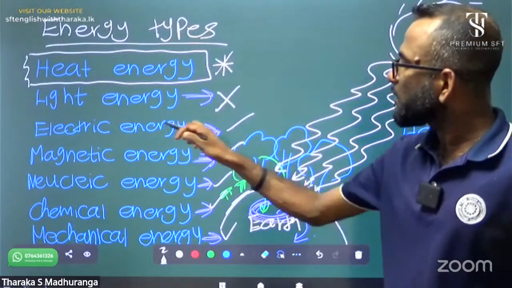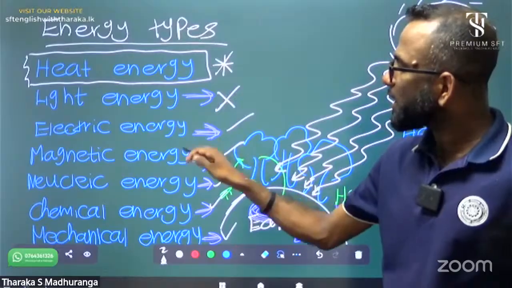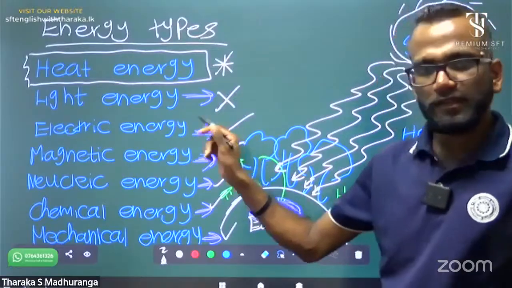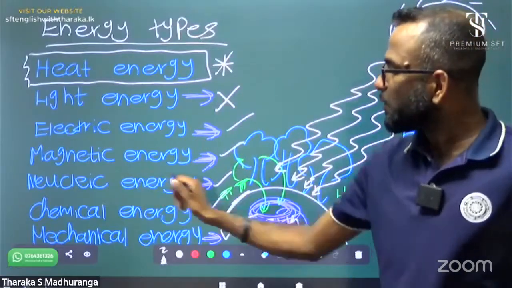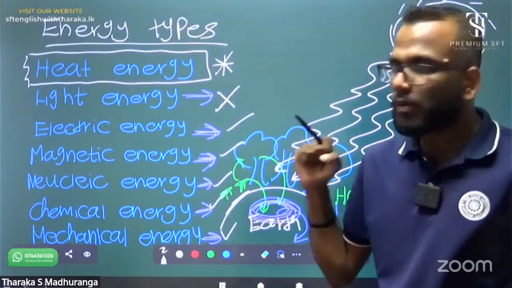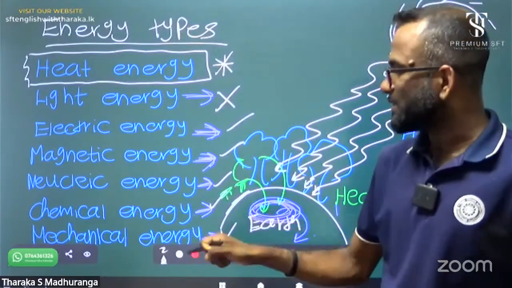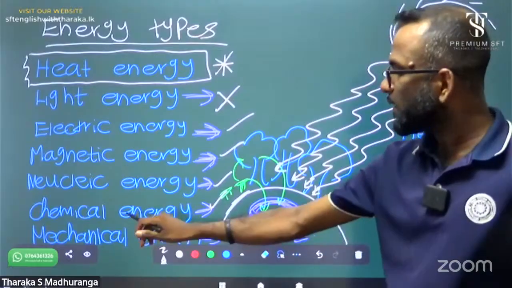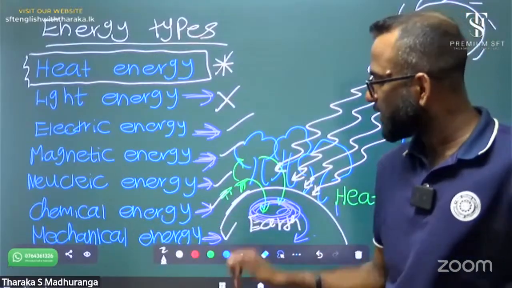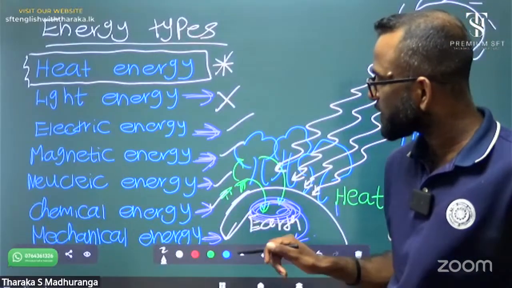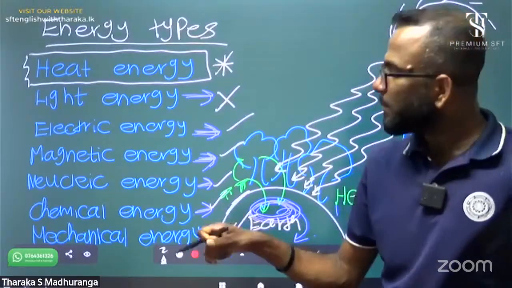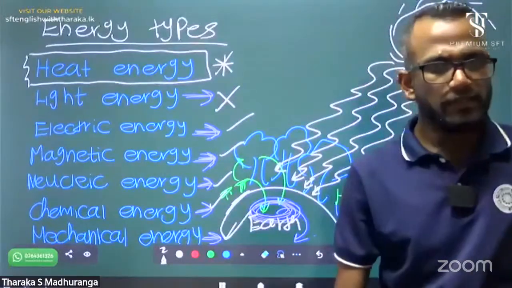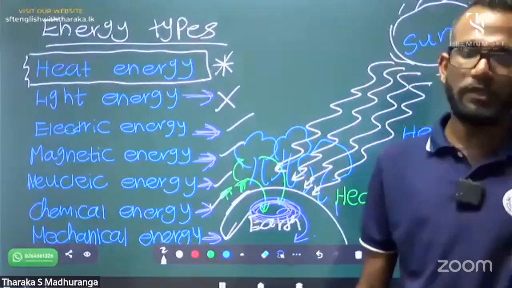Okay, electric energy and magnetic energy we can discuss in the electricity lesson. Nucleic energy in the biomolecule lesson. Chemical energy and mechanical energy we already discussed in the work energy power lesson. Chemical energy we can also discuss in the kinetic chemistry lesson.